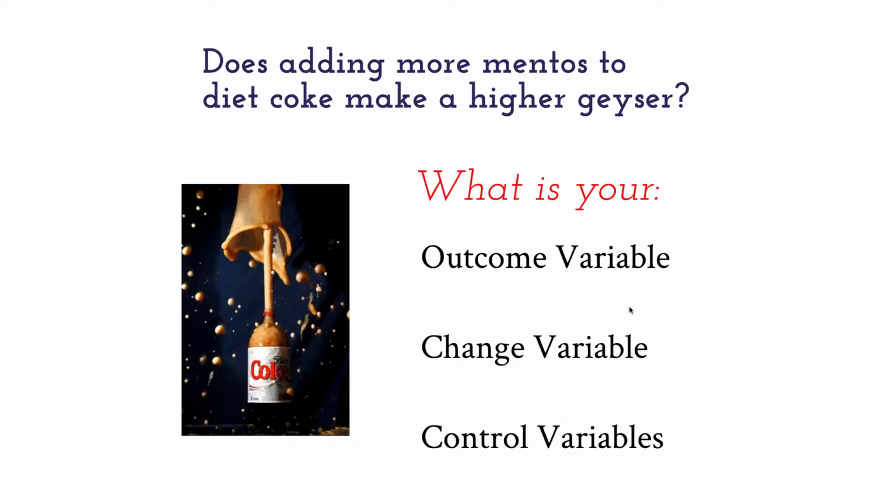So as our change variable, what did we change in this particular question? They should come up with how many Mentos we put in, right? Was it 1, 2, 3, 4, 5 Mentos? That's what we changed between our different runs of the experiment.